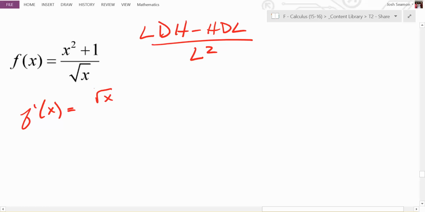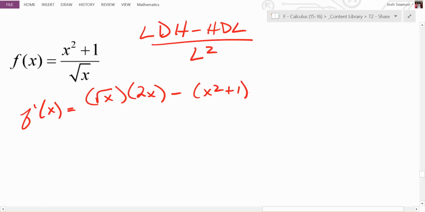Square root of x. Low. What's the derivative of the top? You should be able to just know what the derivative of the top is. 2x minus high d low. So you have to do the derivative.